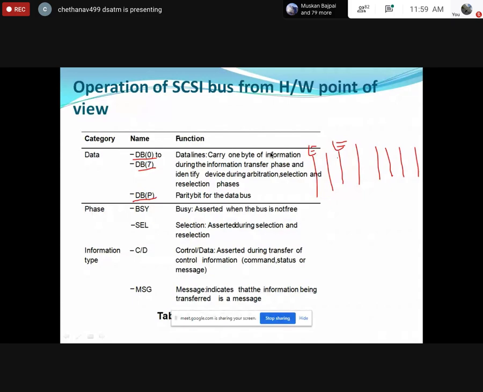We have phases also. What are the main phases? You have seen the busy line, the selection signal, the busy signal, and the control signal. Control means whether I have to read the data or write the data. That is what the control signal indicates for a selection of data. And we have messages also. It indicates that the information being transferred is a message. The message you want to convey or transmit, you can put it there as a message. That could be one of the signals, but we have not included it here in the diagram.